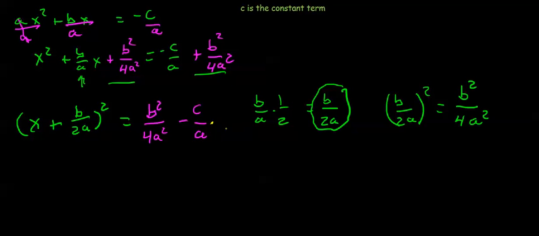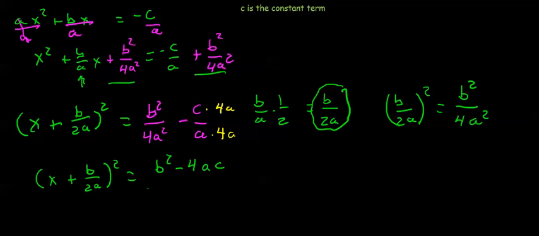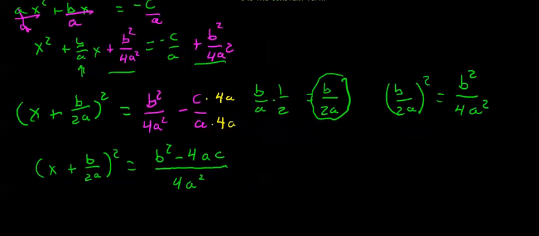Now, before we take the square root, I need a common denominator. I have a 4 here, I don't here. So I'm going to multiply down here by 4, up here by 4. I have an a squared, I only have an a, so I'm going to multiply by 4a. That gives me x plus b over 2a squared equals b squared minus 4ac all over 4a squared. We have a common denominator. We just combine the numerators. Believe it or not, we're almost done.